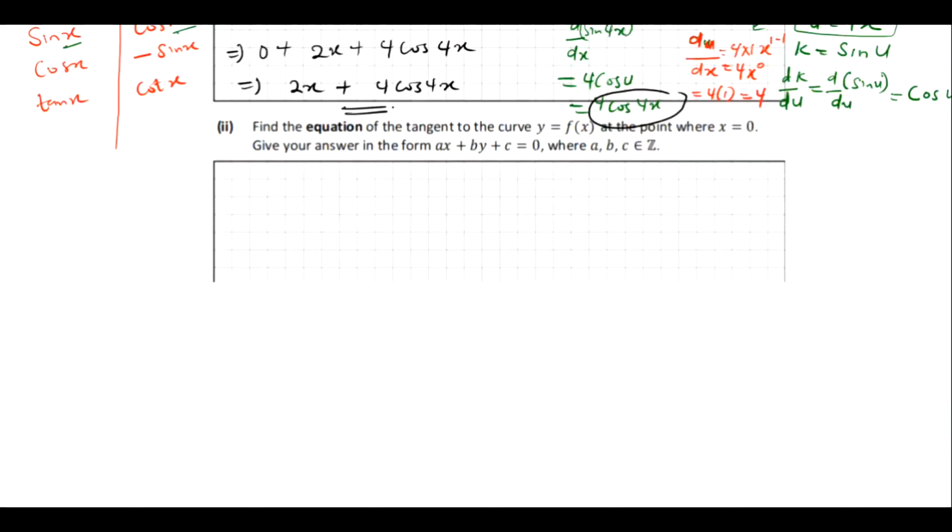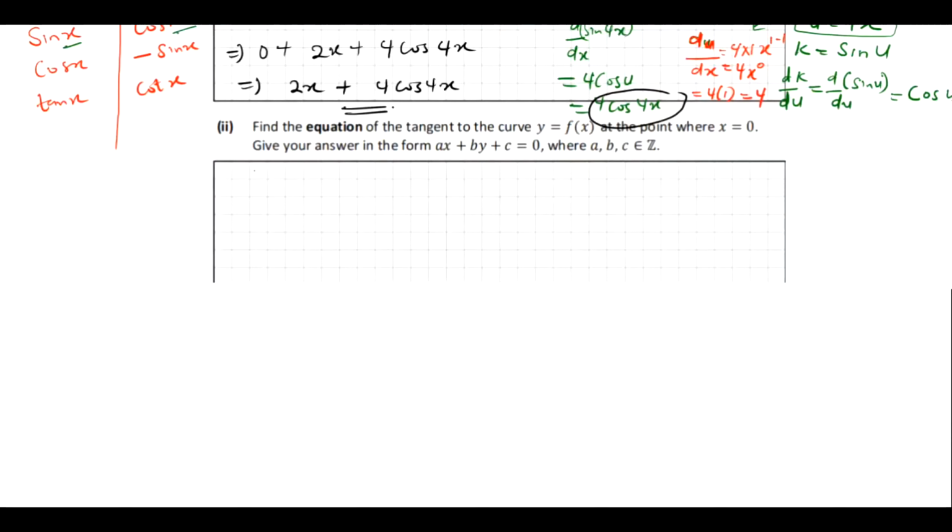Having solved the first part of the question, they were asked to find the equation of a tangent. So they call for y equal to function of x at the point where x equal to 0. Give your answer in the form ax plus by plus c equals 0, such that a, b, c are integers. So what you do here is go for the function itself, which is y.